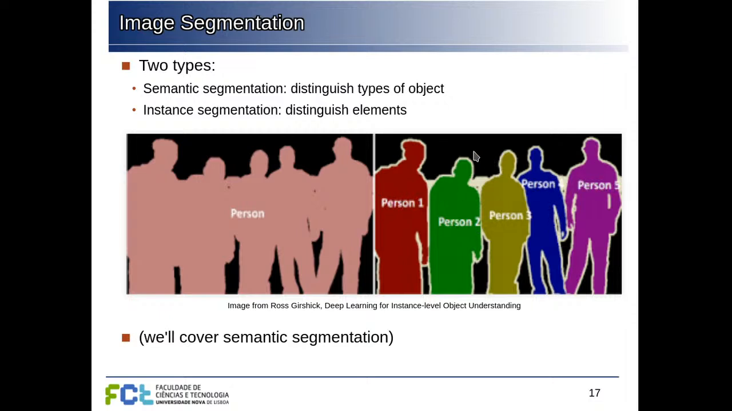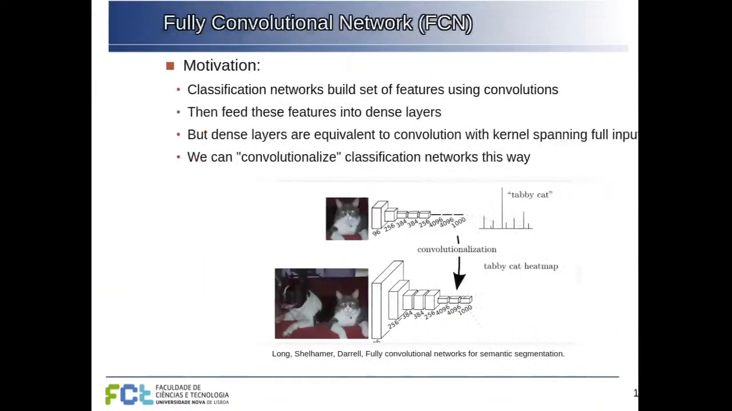We are not going to cover instance segmentation. I'm just going to give a brief overview of semantic segmentation, so basically identifying the types of objects without distinguishing instances of the same object.